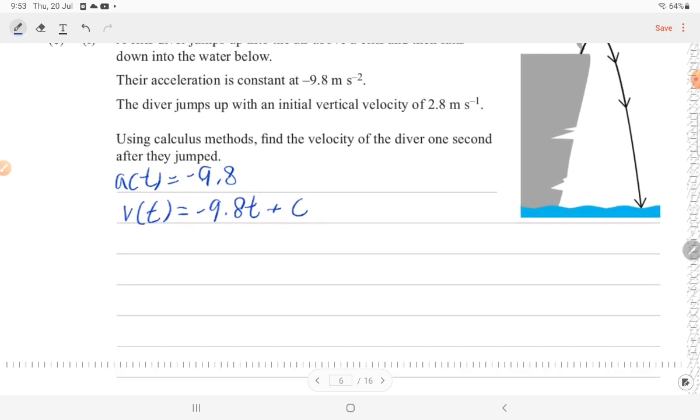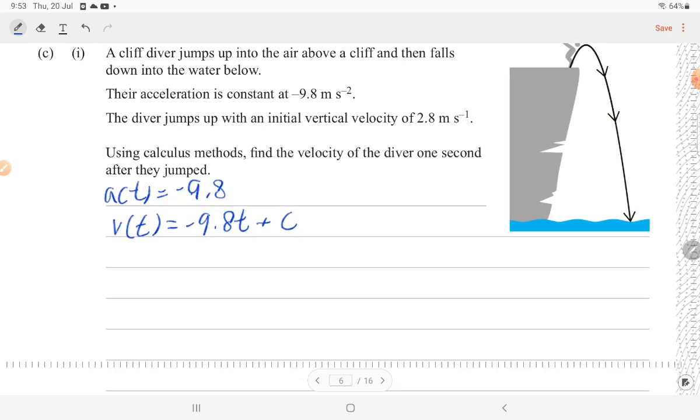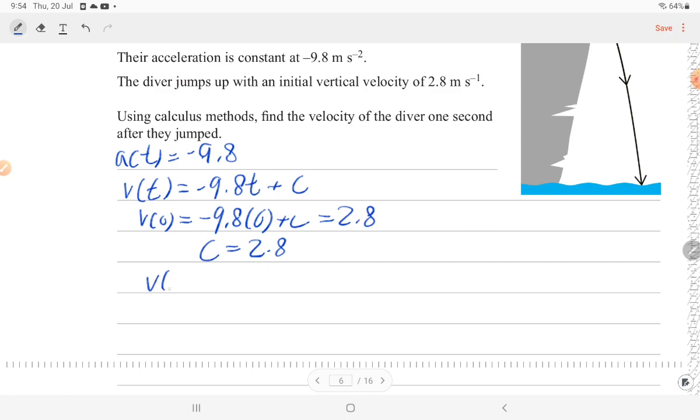The diver jumps with an initial velocity of 2.8 meters per second. So initially the diver has a velocity of 2.8. So v of 0 is equal to negative 9.8 times 0 plus c, which is equal to 2.8. Negative 9.8 times 0 is just 0, so c is equal to 2.8 meters per second. v of t is equal to negative 9.8t plus 2.8.